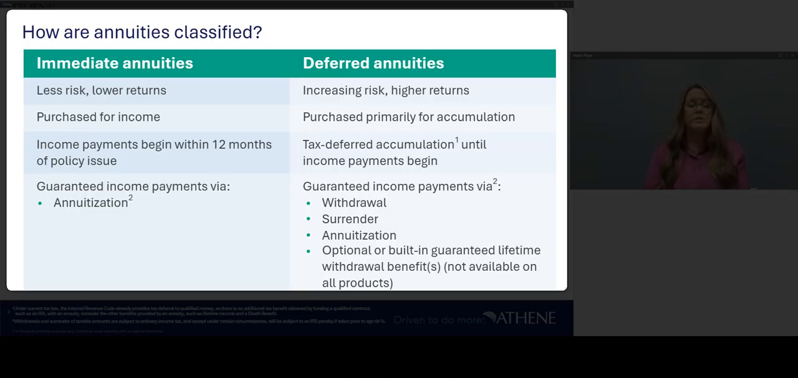Deferred annuities are a type of annuity that starts making payments at a future date, unlike immediate annuities, which begin payments within the first 12 months.